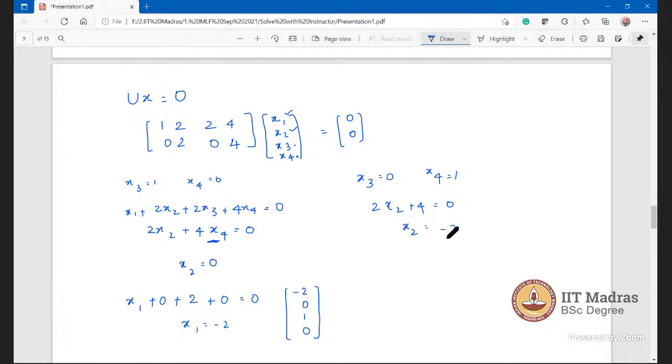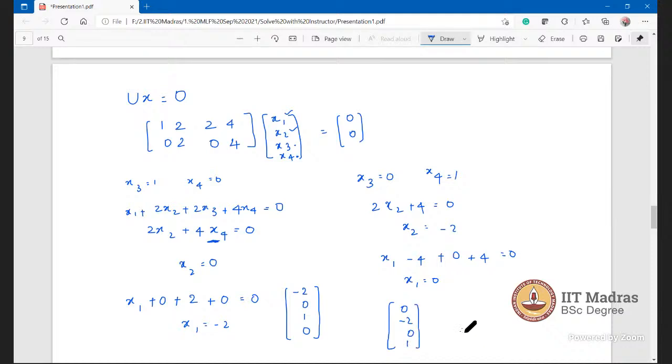And when you have x2 equal to minus 2, x3, x4, you substitute in the first equation. You will get x1 plus 2 into minus 2, therefore minus 4, plus x3 is 0 here and x4 is 1, so it is 4, so that is equal to 0. So therefore your x1 is equal to 0. So now we get the second null space entry, which is 0, minus 2, 0 and 1.